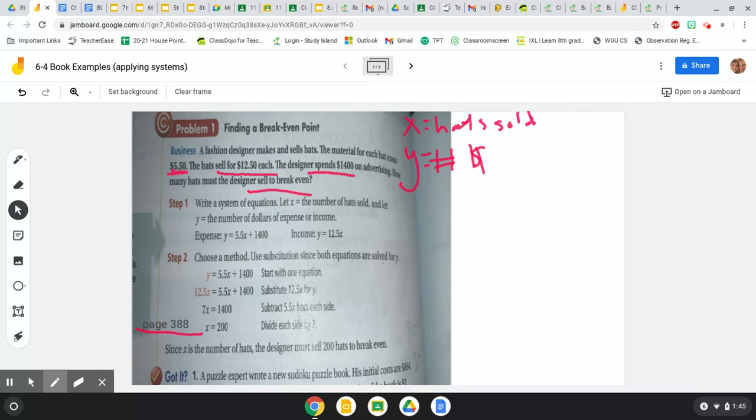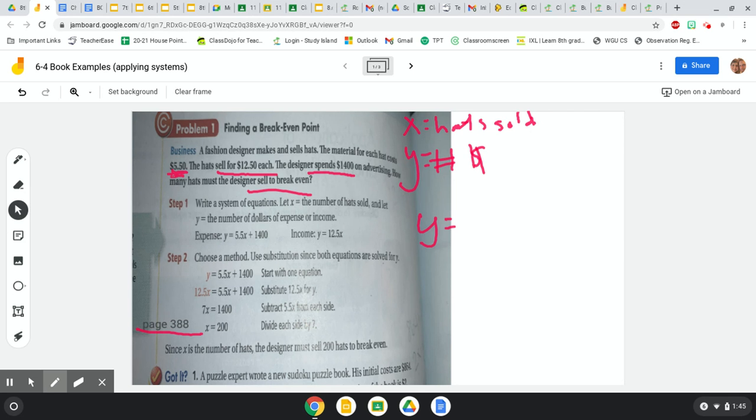So let's think about this. Y is just basically how much money they spent or are making. So for the first equation, that's just the total amount of money. Y is equal to, going back up to the top, material for each hat costs $5.50. I'm talking about how much things are costing, how much they've already spent, not what they're earning. And then it says it sells for $12.50 each. Those are 2 separate things. One, they're making money because they're selling it, and one, they're spending money in order to make it. So the $5.50 and $12.50 cannot be part of the same equation.